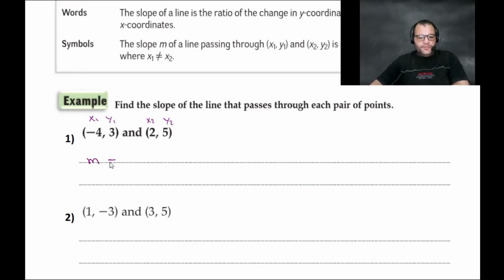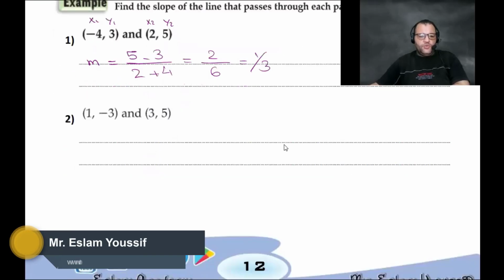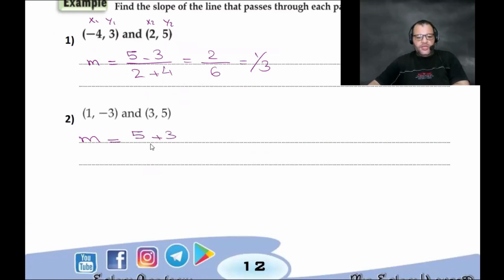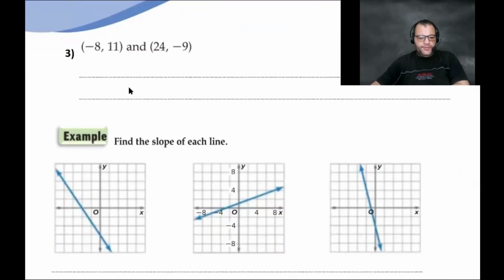So what is the slope for the first one? 5 minus 3 over 2 minus negative 4, which is plus 4. So it would be 2 over 6, which equals 1 over 3. Any problem for this one? No. Okay. For number 2, who can solve number 2? 5 plus 3 over 3 minus 1. So it will be 8 over 2, which equals 4. Okay. Number 3. 11 plus 9. You start from 11. Okay, no problem.